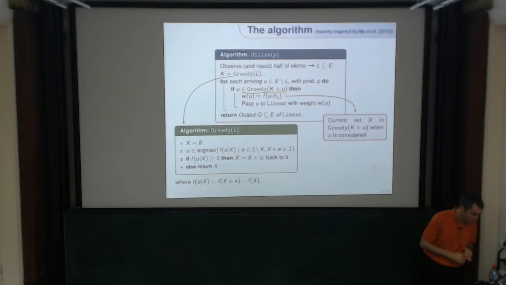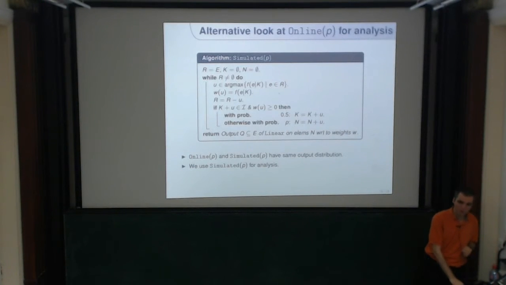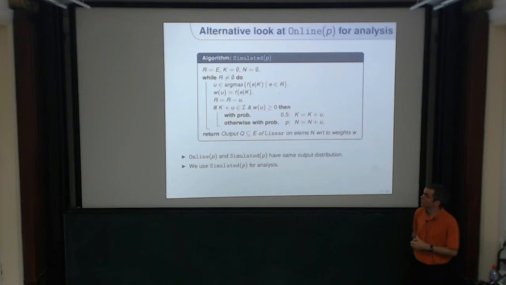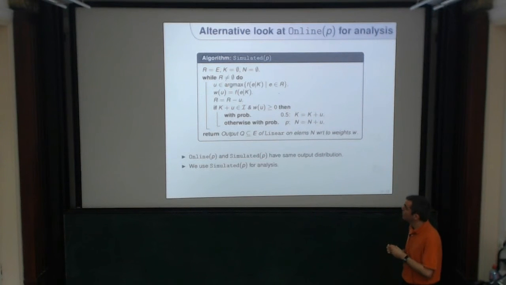So that's the algorithm. Let me give you a different point of view on the same algorithm. For analysis purposes, it turns out to be easier to look at a different procedure, which is not even an online procedure, but has the same output distribution. And that's all that counts. I will show that this procedure has a good competitive ratio, even though I cannot implement it that way.